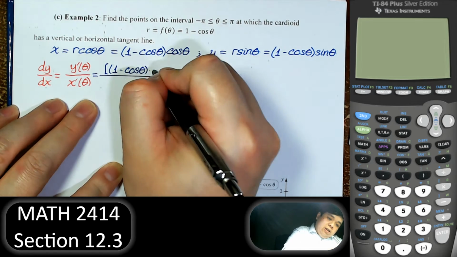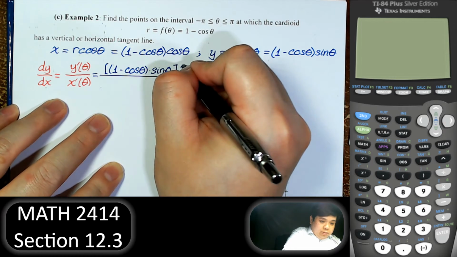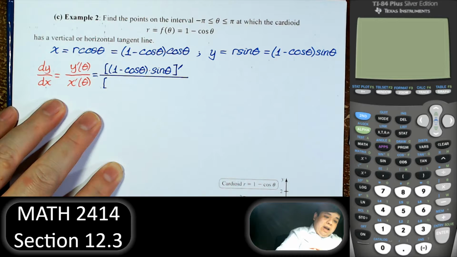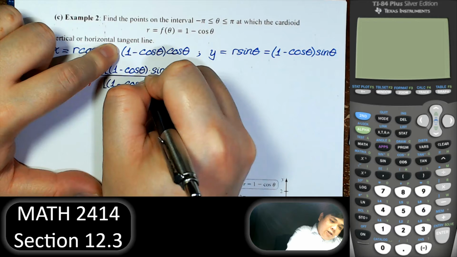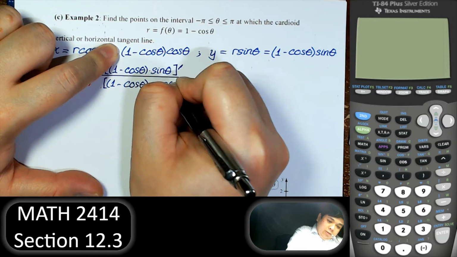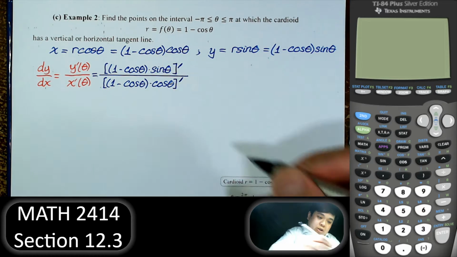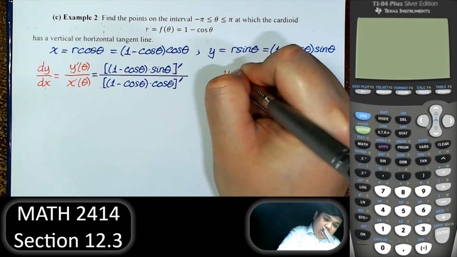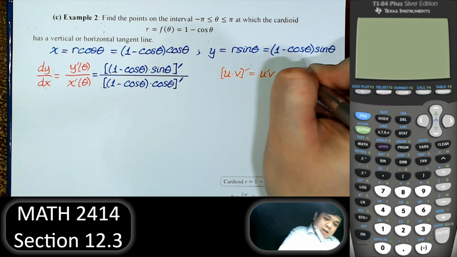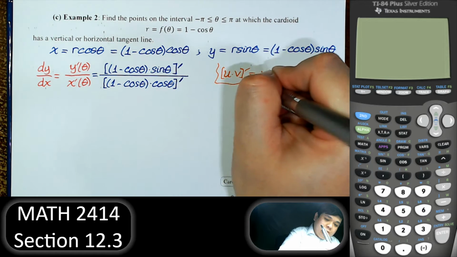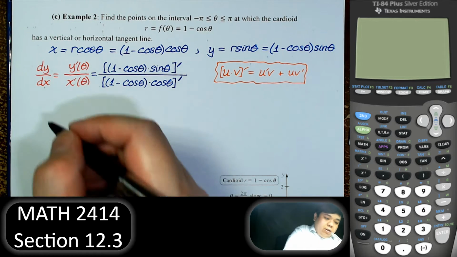The sine theta. And then x is that. Right. And of course we use the product rule for both the top and the bottom. u prime v plus u v prime.